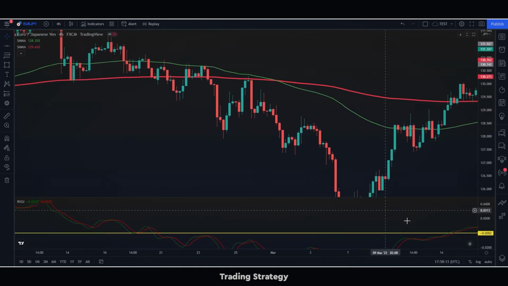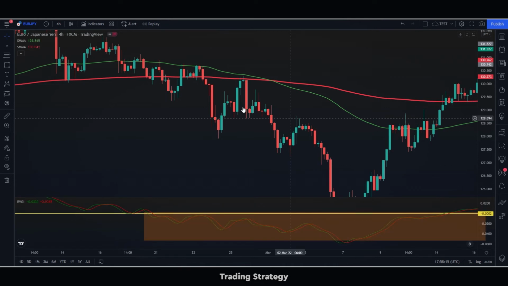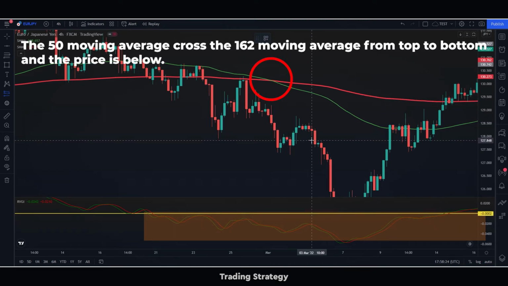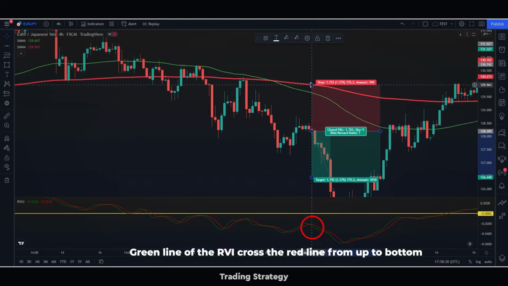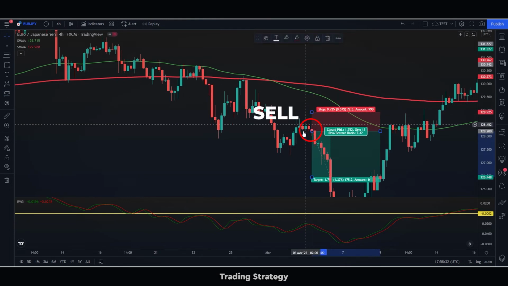Example of a sell operation. First, we will have to see that the RVI is below its center line. If this is the case, we will expect the 50 moving average to cross the 162 moving average from top to bottom and price to be below it. If all this is true, we will carry out the sell operation when the green line of the RVI crosses the red line from top to bottom.